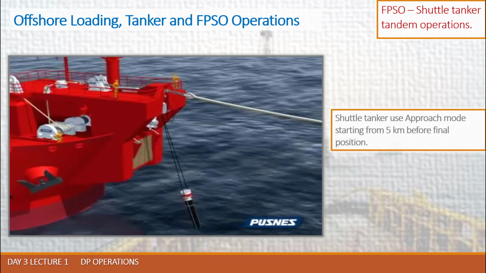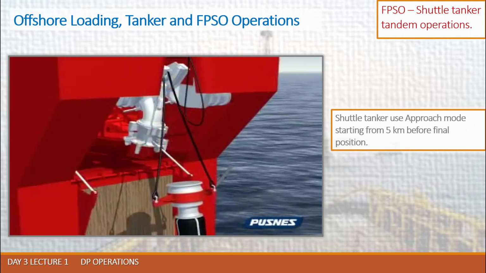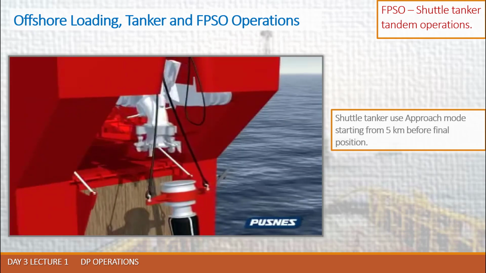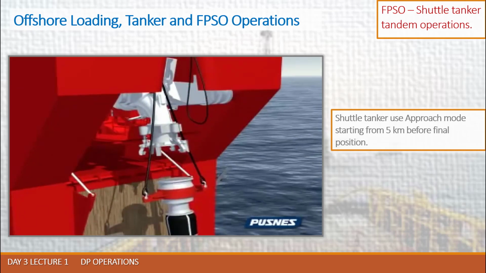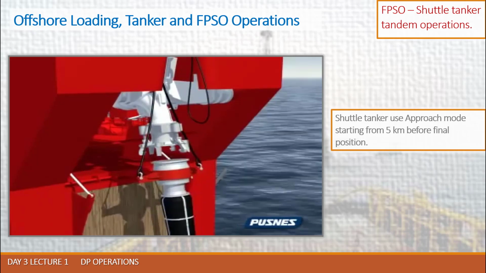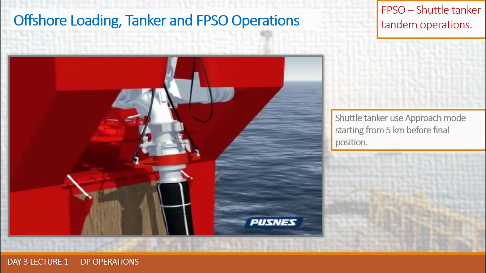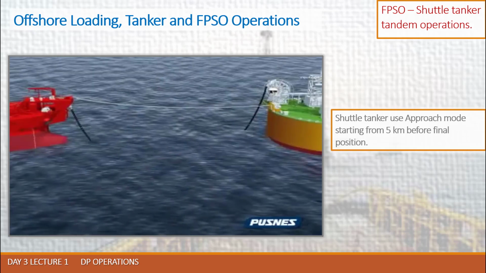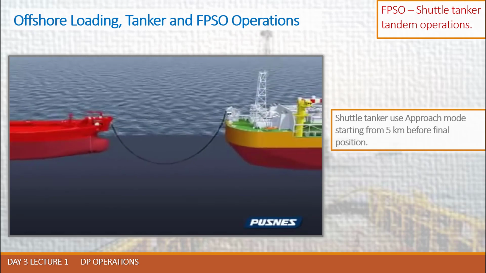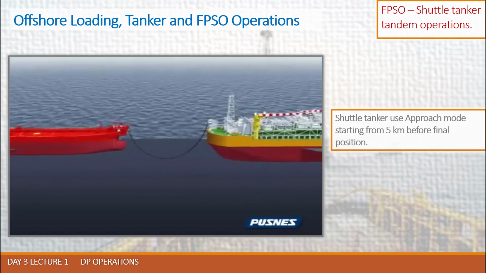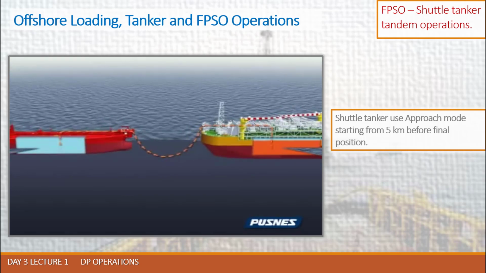Now we have the bow manifold connection, also with an automatic release function. So what we have right now is called tandem operations, and in case any problem happens during cargo operations, the FPSO may remotely disconnect the hose, and the shuttle tanker will be pulled out with the support fleet away from the safety zone of the FPSO.